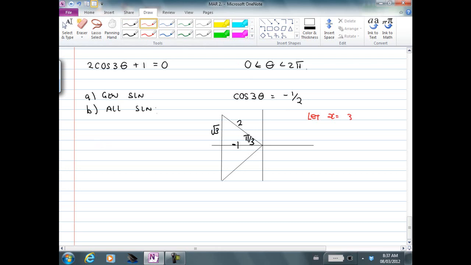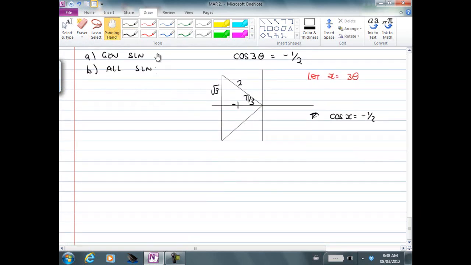So right off the bat, I should have said this, let x equal 3 theta. It just helps me out a tad bit. So this question becomes cos x equals -1/2. Now we're going to solve for x. So x equals 2 pi by 3. And I have one more solution to work with. Randy, what's the next one? 4 pi by 3. Okay.